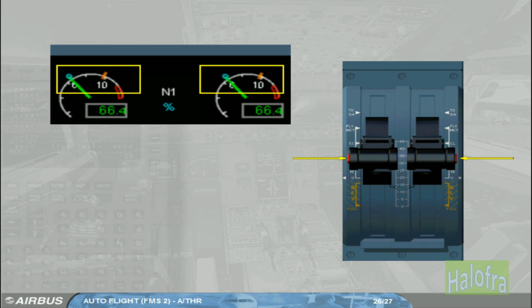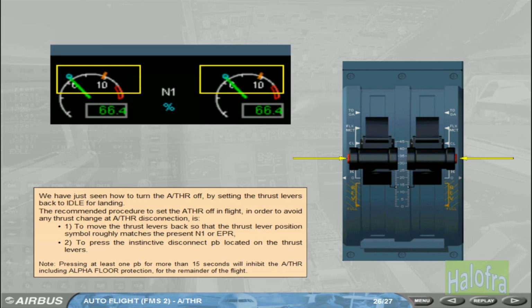Note: pressing at least one push button for more than 15 seconds will inhibit the autothrust, including alpha floor protection, for the remainder of the flight.